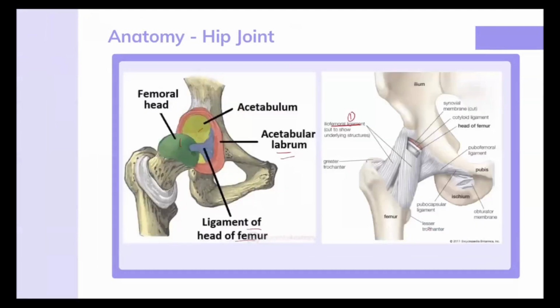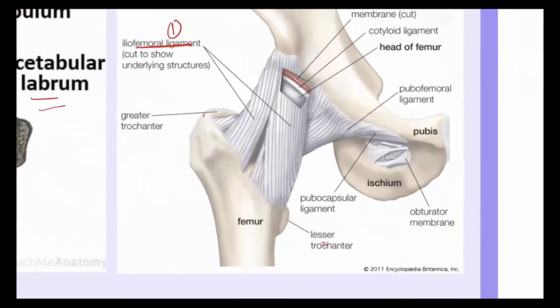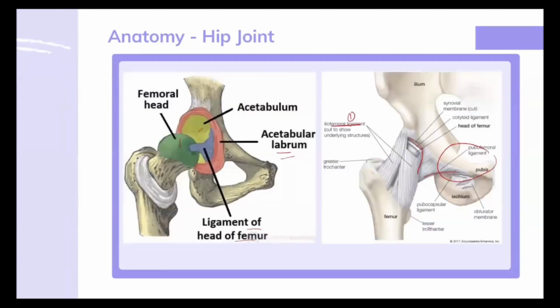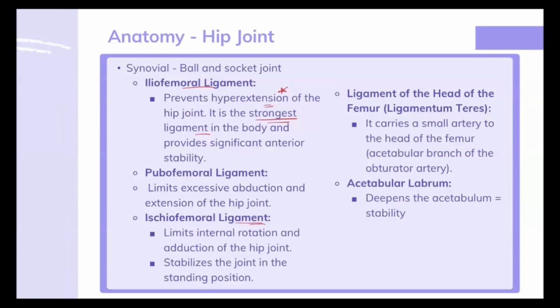You have a pubofemoral ligament. As it's being suggested, it's from the pubic part of the hip bone and it's going to the femur. So this is the pubofemoral ligament right here. Then you have the ischiofemoral ligament. Again, as the name suggests, from the ischium to the femur. I think in this image it has been cut, so we'll just move on. The ischiofemoral ligament limits internal rotation. But I guess the more clinical part would be that it's stabilizing the joint in the standing position.